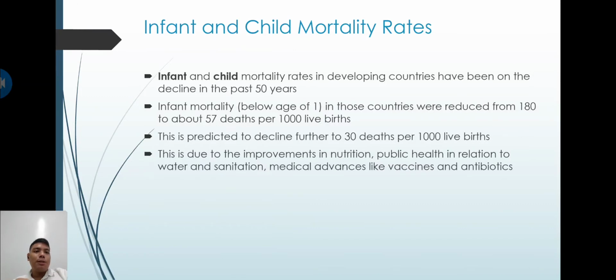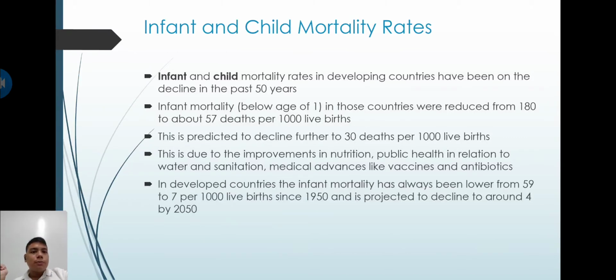This is due to improvements in nutrition, public health in relation to water and sanitation, and medical advances like vaccines and antibiotics. So that is the main reason why we are experiencing the decline of infant and child mortality rates. In developed countries, however, this infant mortality rate has always been lower, from 59 to 7 per 1,000 live births since 1950, and is projected to decline to around 4 by 2050. So in developed countries, the reduction in infant mortality rates is even greater.